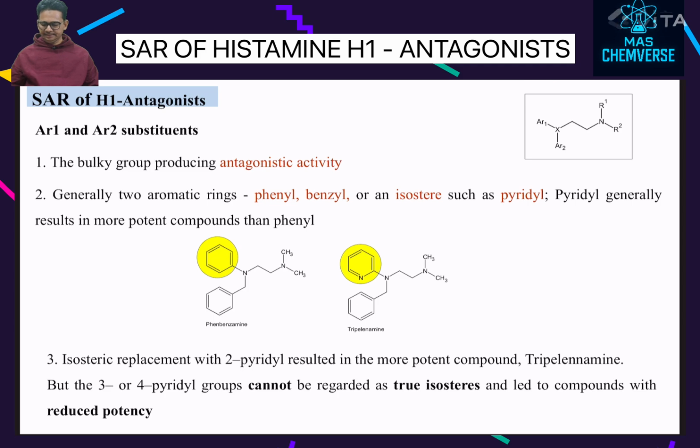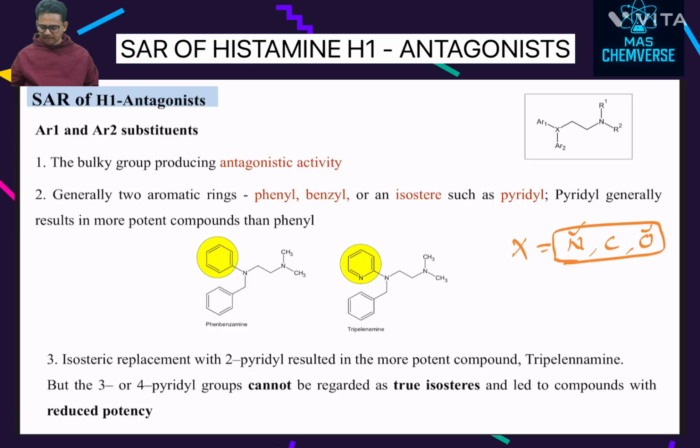Now, when you see the basic structure, you might be observing the X group here. X group might be nitrogen, or it might be carbon, or sometimes it might be oxygen. We choose different atoms here, in the two heteroatoms: one is nitrogen, another one is oxygen.